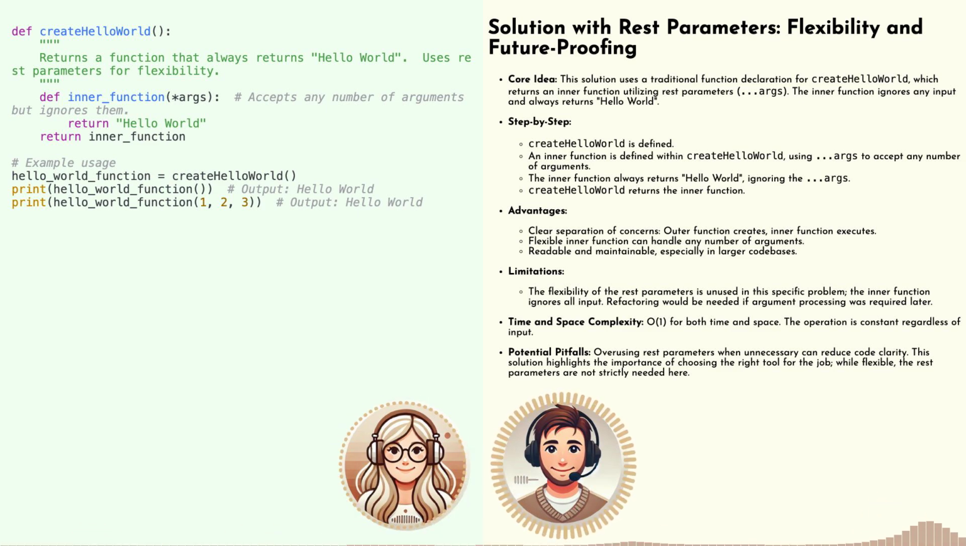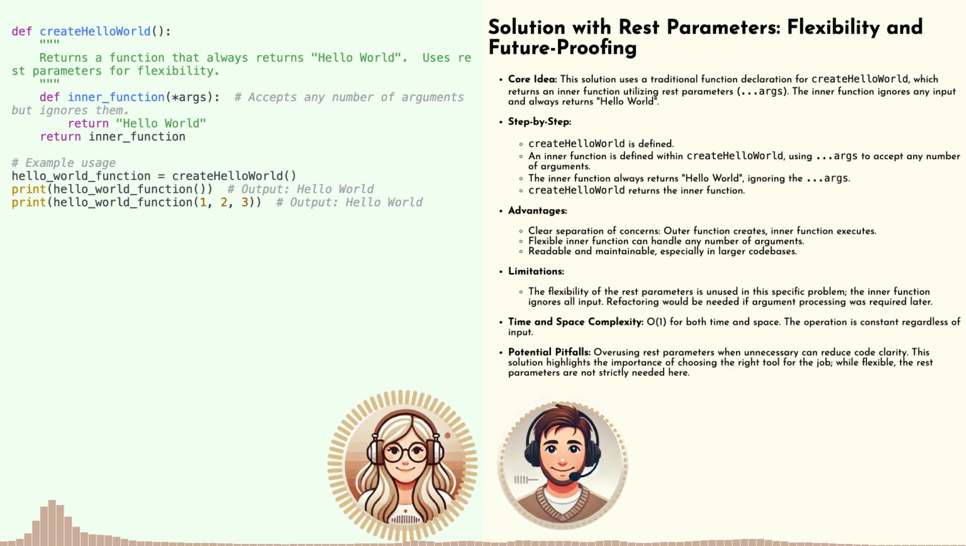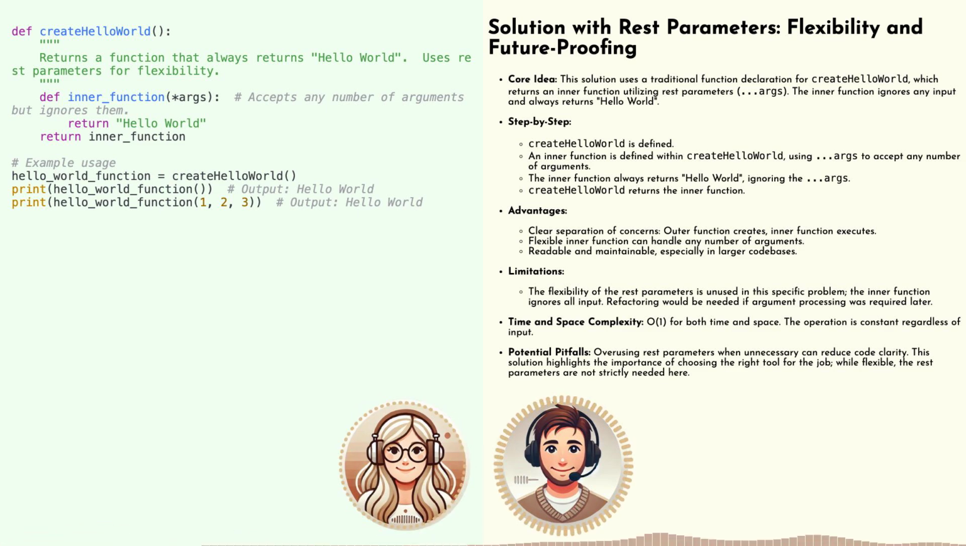Okay, so even though we're using the traditional function declarations and these REST parameters, the core logic is still the same. The outer function creates. Yes. Inner function returns hello world. Returns hello world, exactly. It's all about the separation of concerns. You got it. It's like having a dedicated team for each part of the process. One team builds the structure, another team focuses on the specific task at hand.